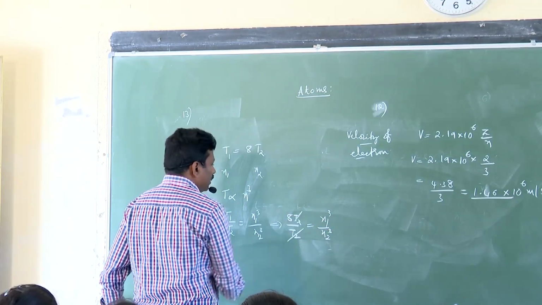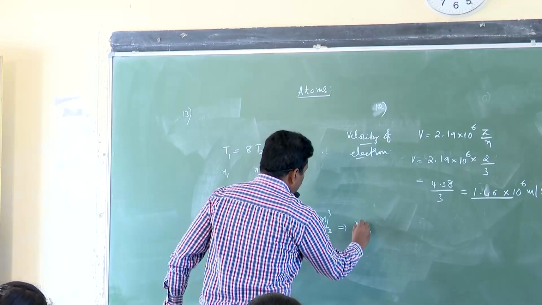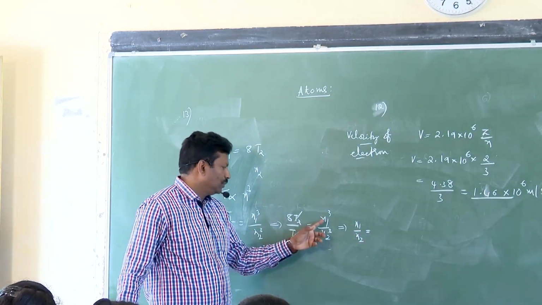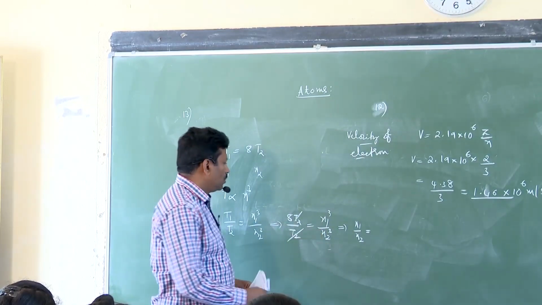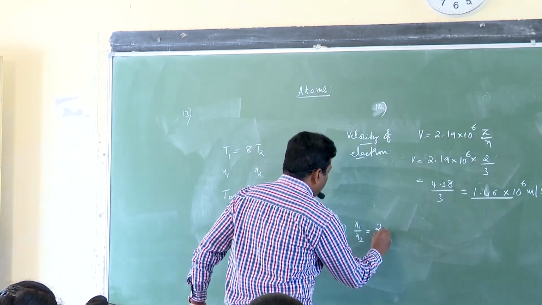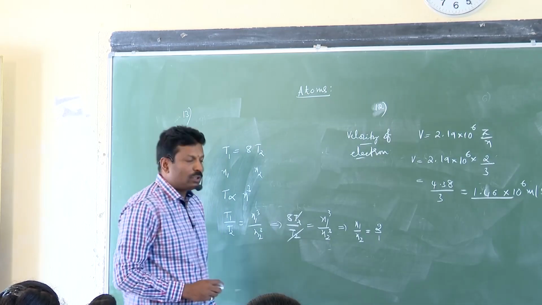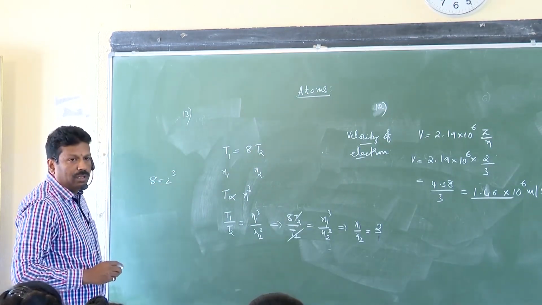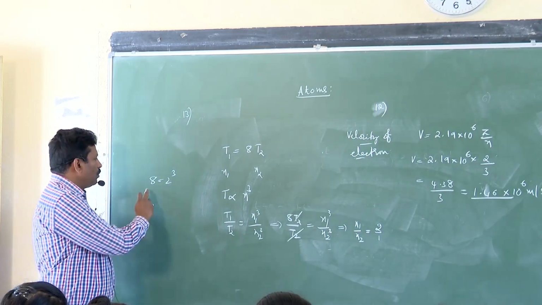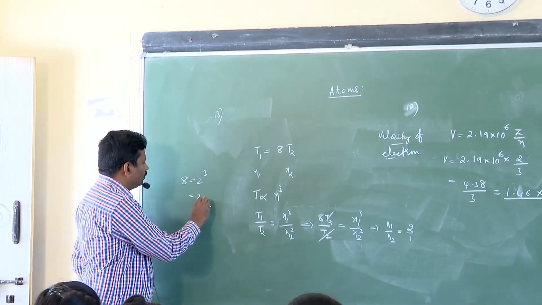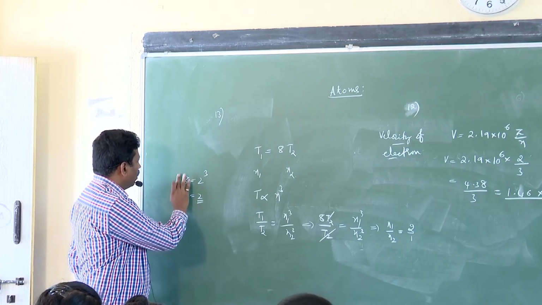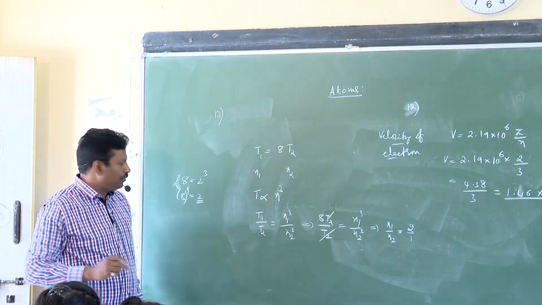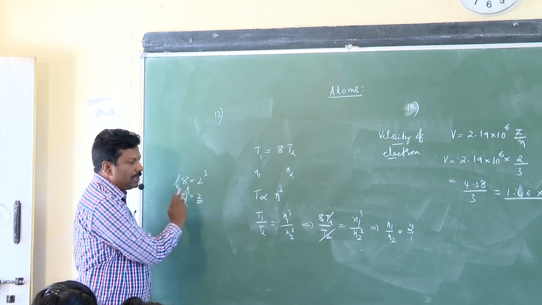T2 gets cancelled. Now what we do here is take the cube root of this. So n1 by n2 becomes 2 by 1, because cube root of 8 is under 2 cube. 8 can be written as 2 cube. Correct? So cube root of 2 cube is nothing but 2. You know it's a cube root, right? Cube root of 8 is 2.